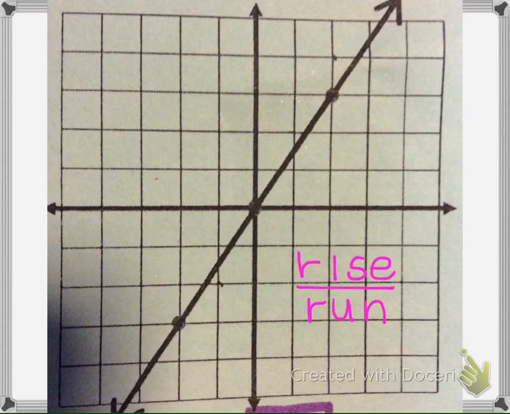Okay, so we need to pick any 2 points. So I'm going to pick this one here and this one here. So 0, 0, and 2, 3 are the points I'm going to pick. And then I'm going to start with the bottom point, and I'm going to rise. So that means my vertical distance, or vertical change, so 3. And then I'm going to run. So that's my horizontal movement.